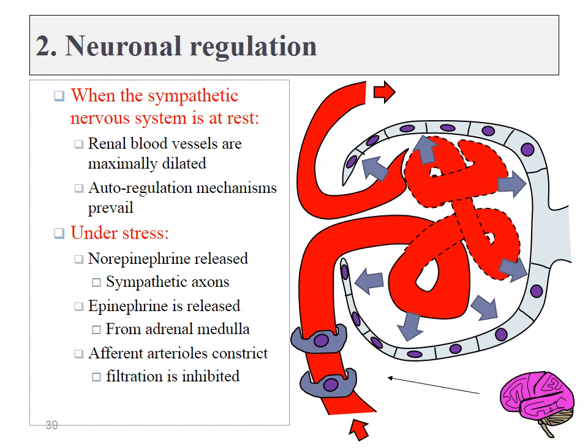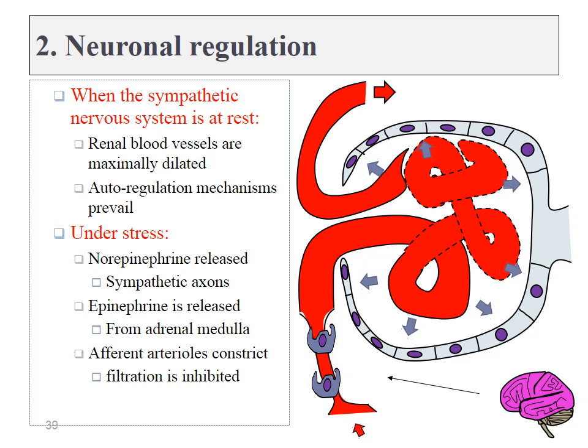Next up is neural regulation. The sympathetic nervous system can shut down the kidneys. With stress or in anticipation of exercise, neurons will trigger the constriction of the afferent arteriole. So little or no blood will reach the glomerulus. And if nothing reaches the glomerulus, nothing can be filtered.